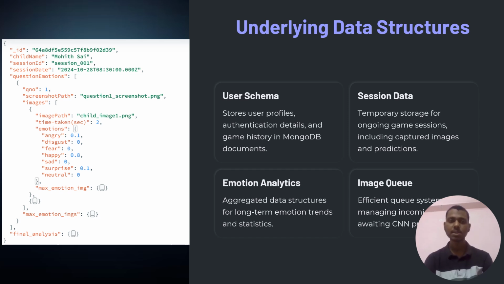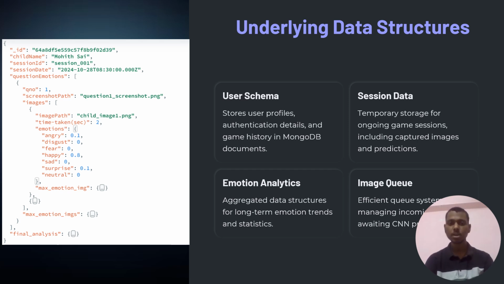Underlying data structures. Root level fields: underscore ID, a unique identifier for each session automatically generated by MongoDB. Child name stores the name of the child for identification purposes. Session ID, a unique identifier for the session which ties together all data for this particular session. Session date, the timestamp for when that session occurred, allowing tracking and sorting of the sessions by date and time.